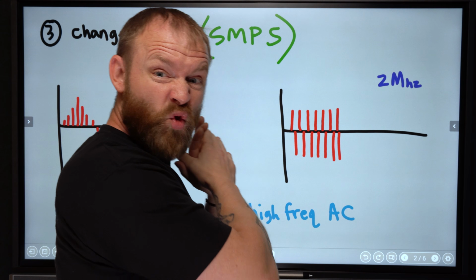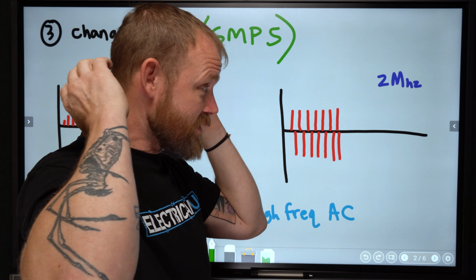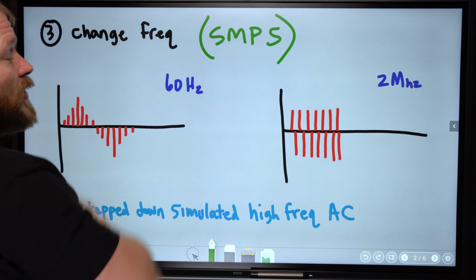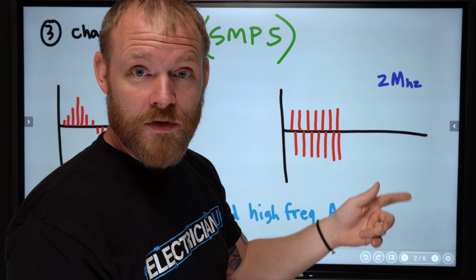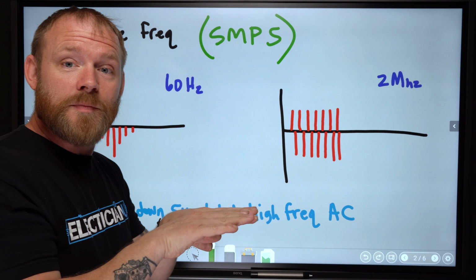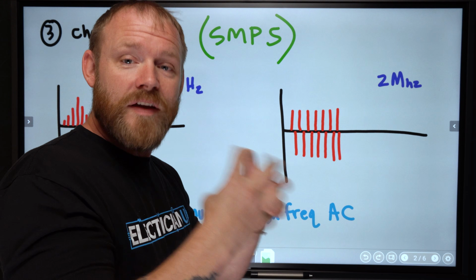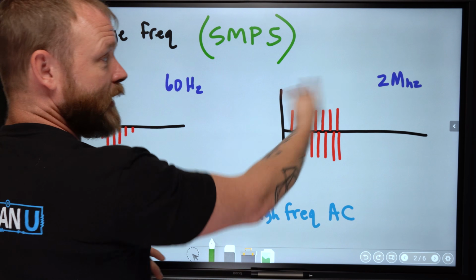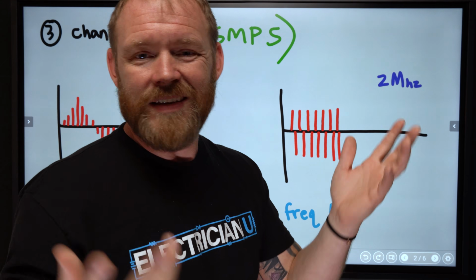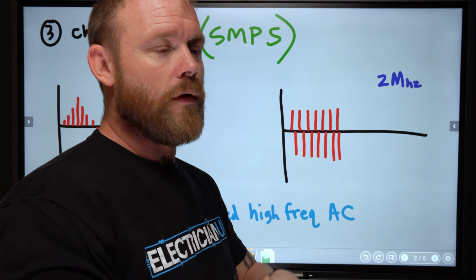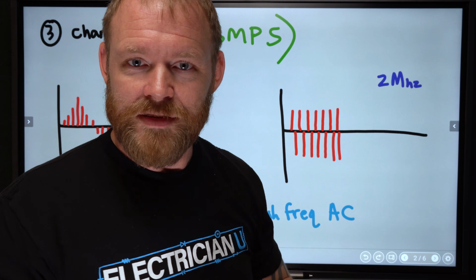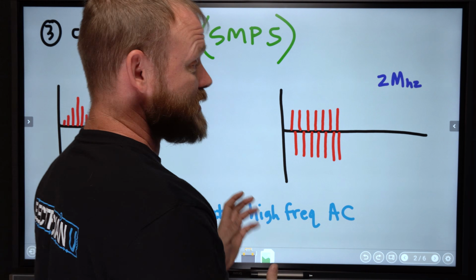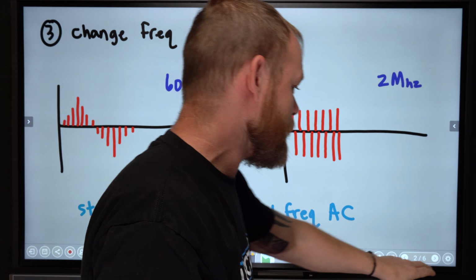So what we have to do is bump that up to high frequency. We want to get it really, really fast so it's just consistent and constant. So we bring it through a device called an SMPS, or a switch mode power supply. A switch mode power supply basically takes some sort of input and switches it really, really fast. We can bring it up to like 2 megahertz, it could be 1 megahertz, it could be hundreds of thousands of hertz, millions of hertz, it just depends on the device. But now we've got a high frequency simulated AC.